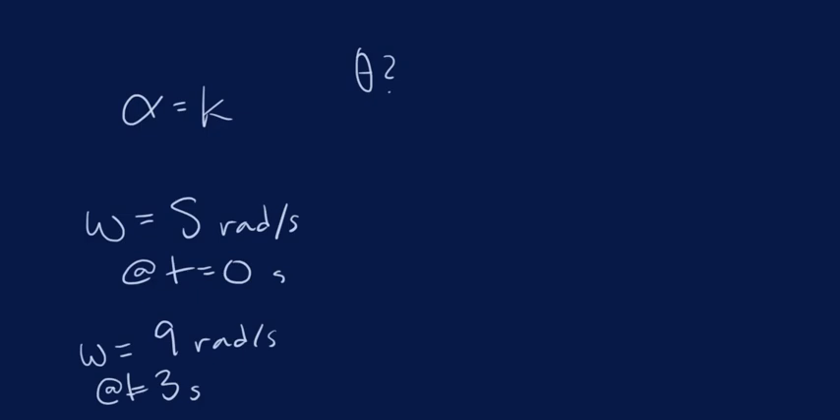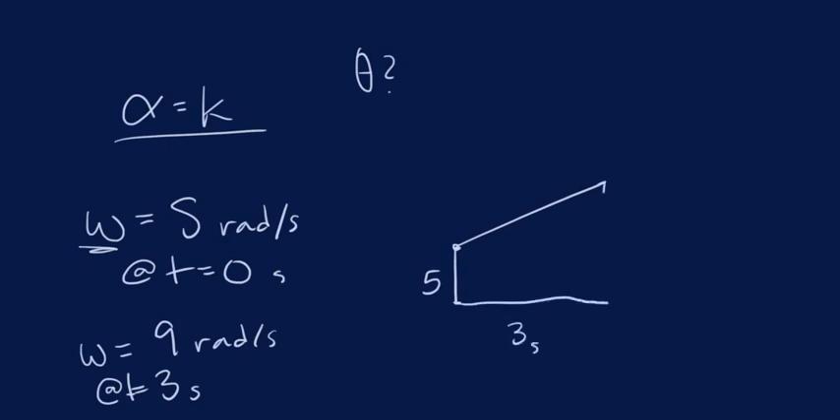Okay, so we know that the slope of the velocity, which is w, or not really w, but we're going to call it that, is some constant value. And right here at t equals 0, w, the velocity, equals 5. And then 3 seconds later, wow, this is not to scale, it equals 9.